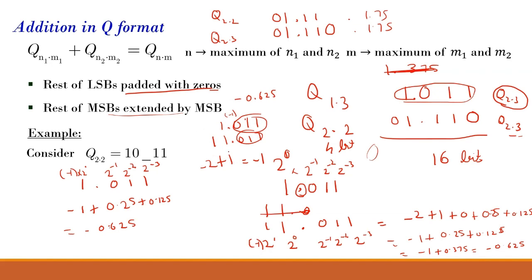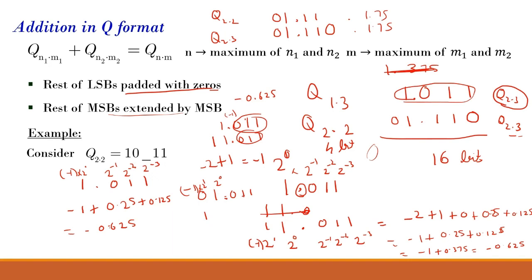Sir, if I add 0, then the number will change. Like if instead of 1.011, I make it 01.011, then what will be the value? It will be -1 into 2 to the power 1 and 2 to the power 0, so 1 plus 1. Yes, that is not what I want, right?